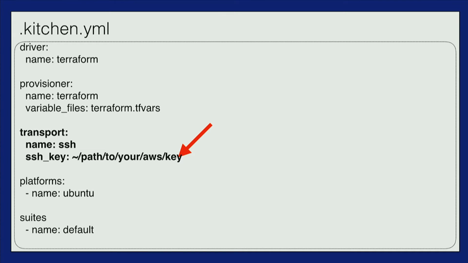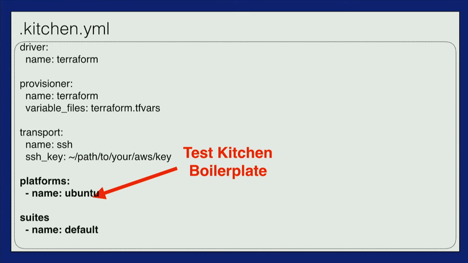In order for kitchen-terraform to be able to run tests on our instances, it needs to be able to SSH into them. In order to SSH into them, it needs an SSH key. So this is where we define where our SSH key is that can be used to SSH into those AWS EC2 instances. We give it the path to where we keep it on our workstation. And then the additional code here is Test Kitchen boilerplate. If you'd like to learn more about it, head on over to kitchen.ci.